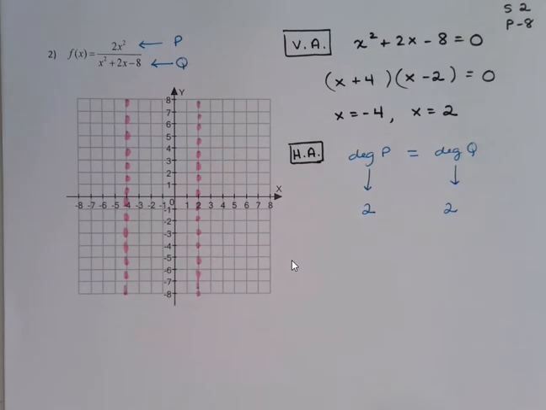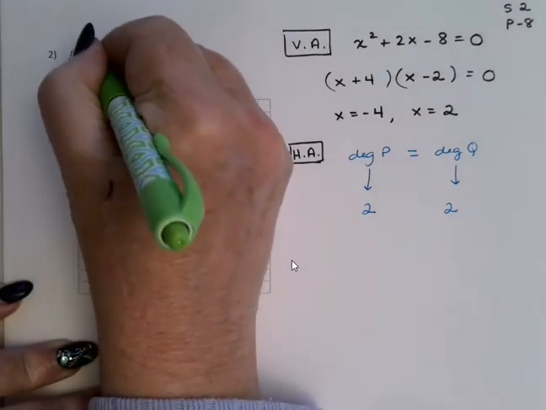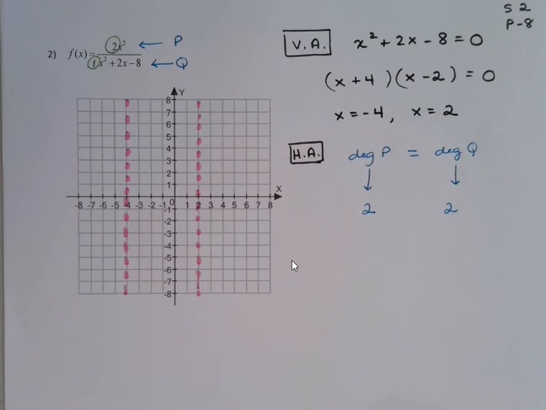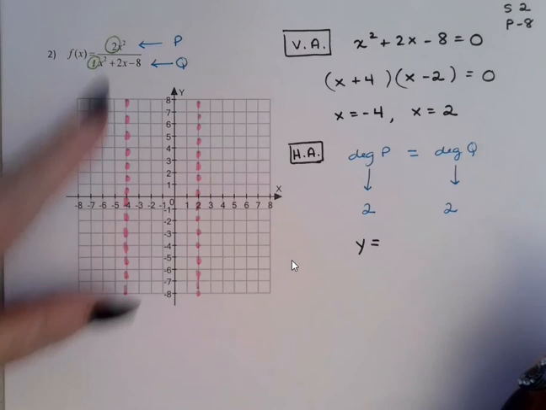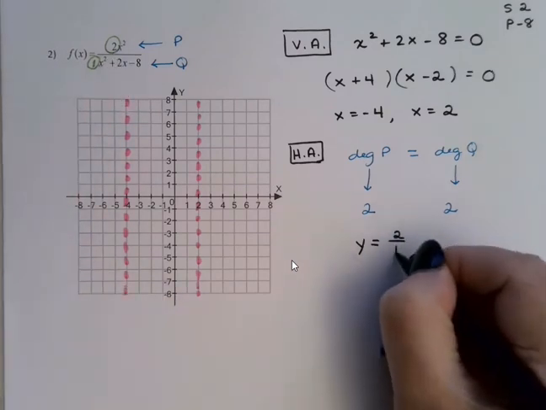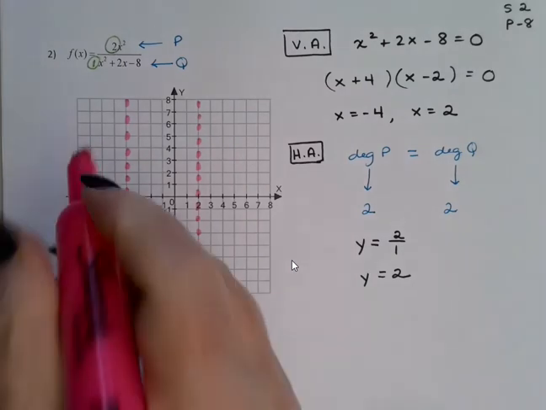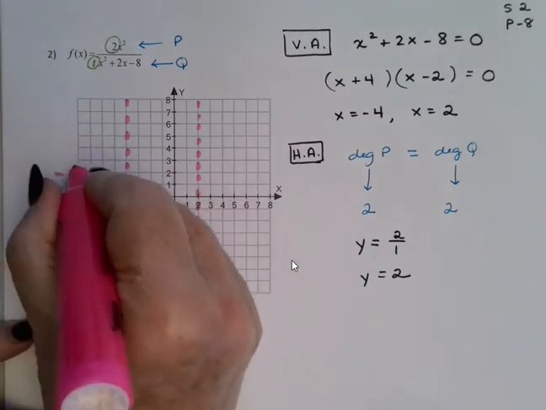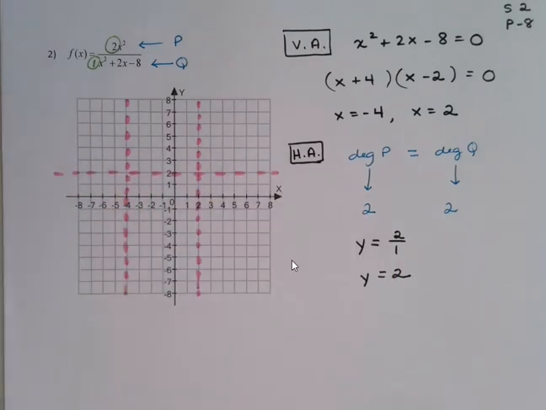When that happens, I need to look at the ratio of the leading coefficients. The leading coefficient for P is 2, and for Q, it's actually 1. It's 1x squared. The 1's just not written. So my horizontal asymptote is going to be at y equals 2 over 1, or y equals 2. And again, we'll sketch that in. All right, again, that's as much as I expect you to be able to justify by hand.